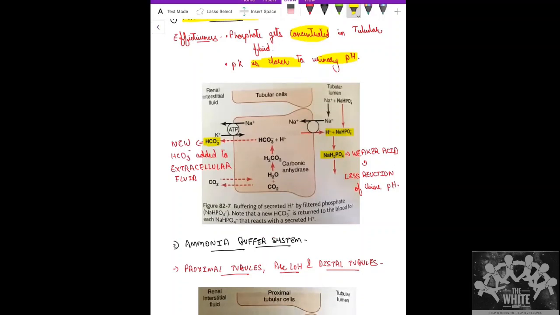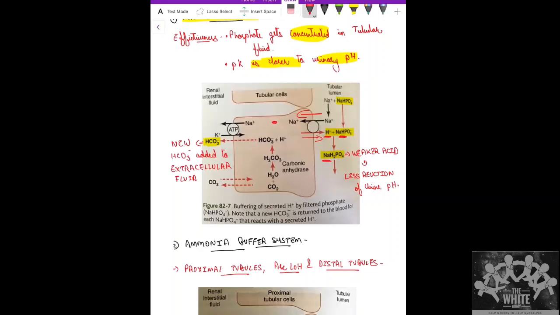Initially, there is NaHPO4 minus in the tubular lumen. Again, by the same process of secondary active transport, Na plus is reabsorbed and H plus is put out to maintain neutral pH in the lumen. This H plus combines with NaHPO4 minus to form NaH2PO4, the same thing that took place in extracellular fluid. The phenomenon is the same.